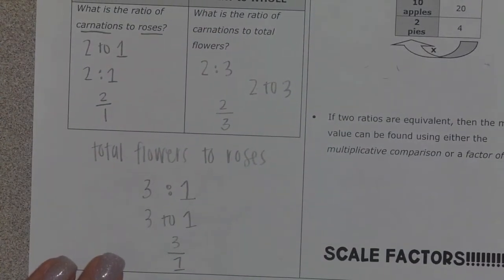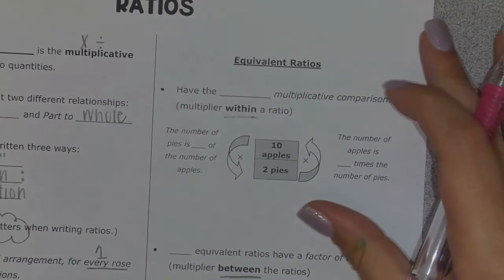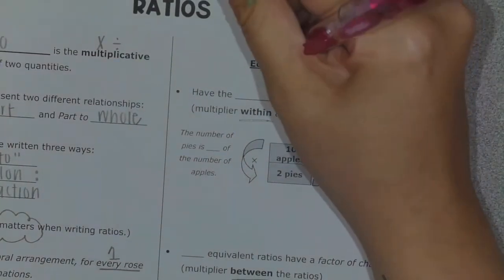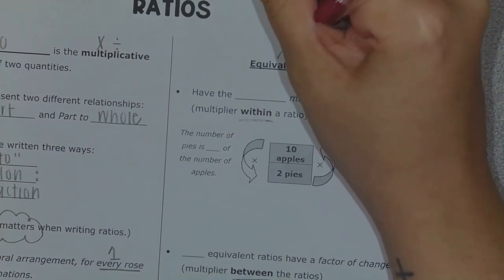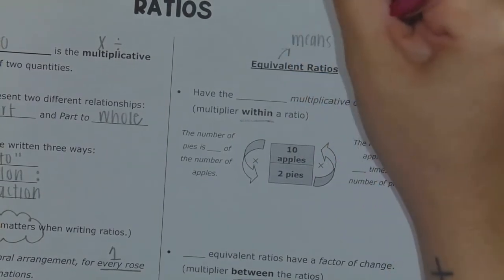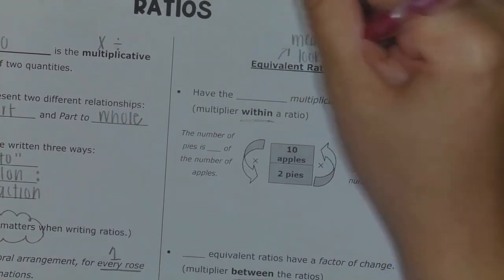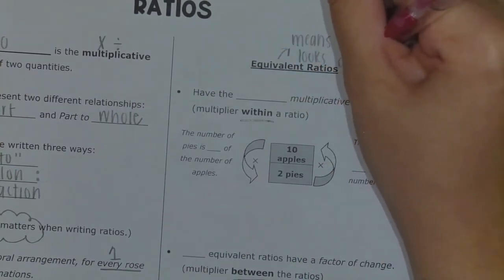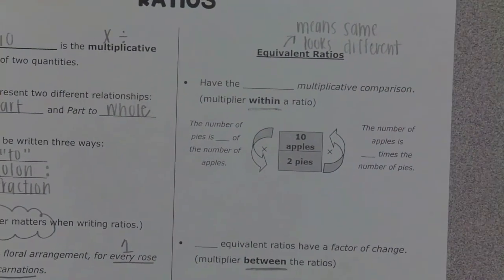Now, when we start setting up ratios, yes, it's great to know the original ratio, but we're going to spend a lot of time creating what we call equivalent ratios. Now, don't forget, we've used that word equivalent a lot before. Equivalent means that it means the same, it just looks different. So means the same, looks different.